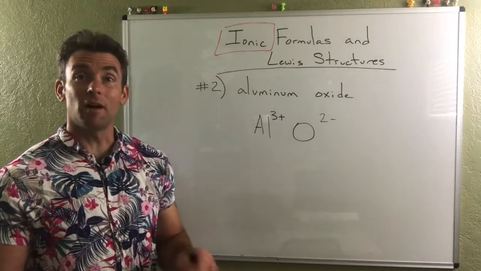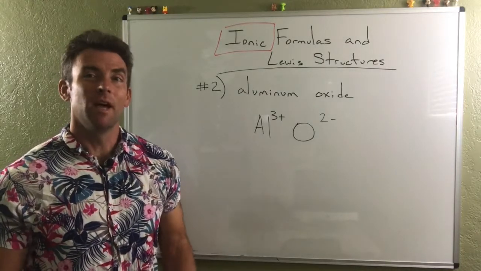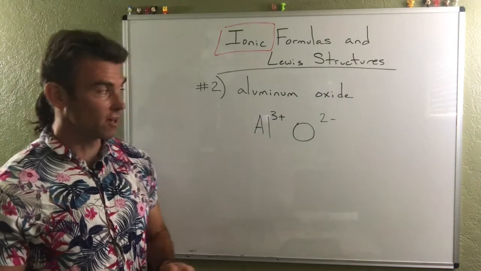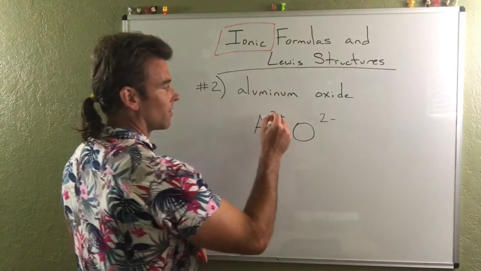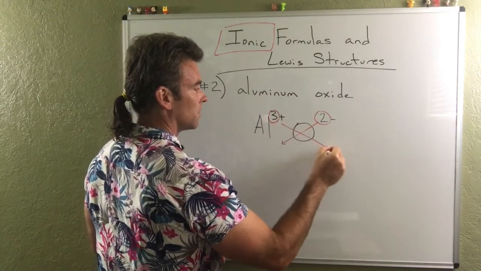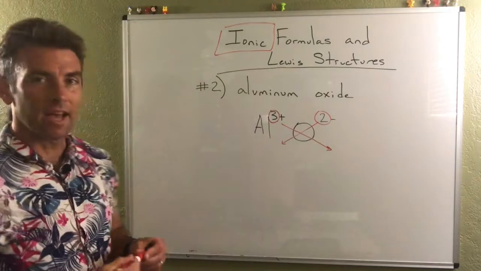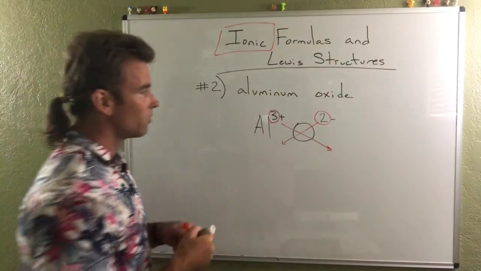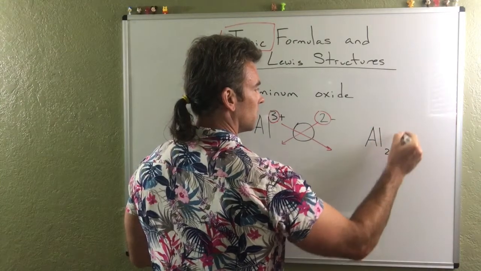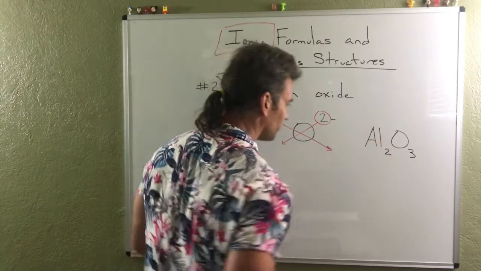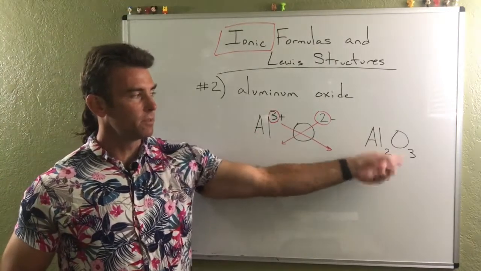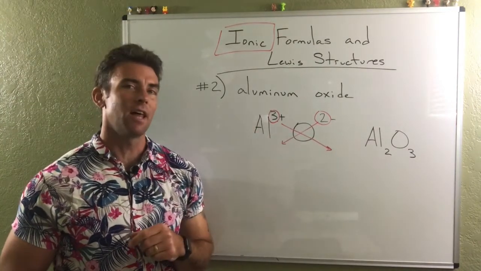So the first step of all of these, even if we have to do a Lewis structure, is that you've got to figure out what the formula is first based on the charges. So we're going to do the crisscross trick to determine what our formula is, and we'll write our correct formula over here. And what we end up with is 2 aluminums and 3 oxygens in that compound.